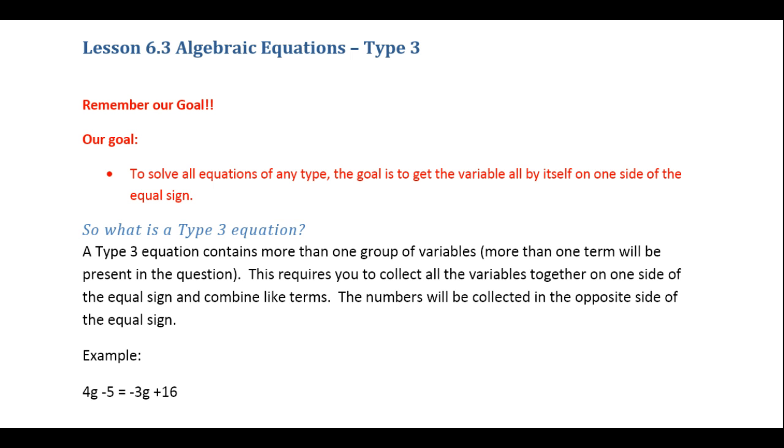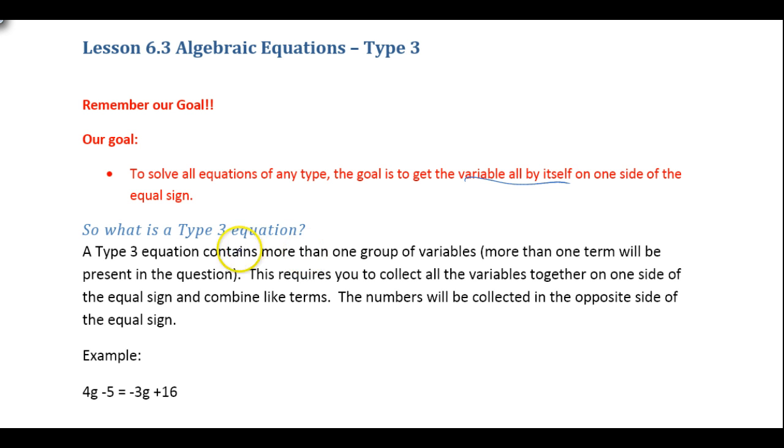Again, let's start with our overall goal, and that is to solve the equation for the unknown variable. And the way to do that is to get the variable all by itself on one side of the equal sign. Okay, so what are type 3 equations?